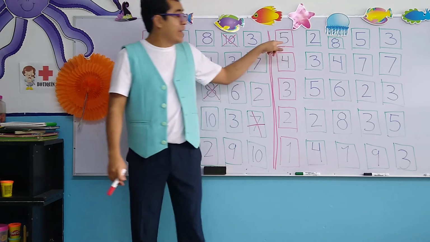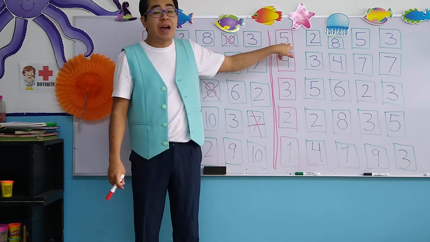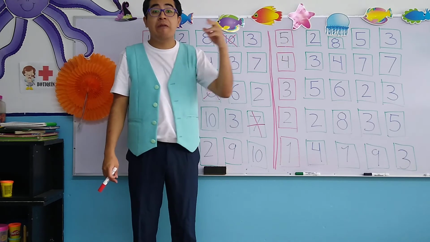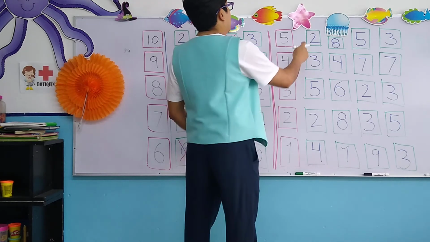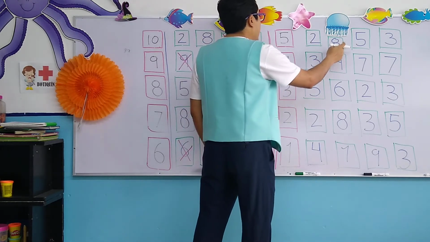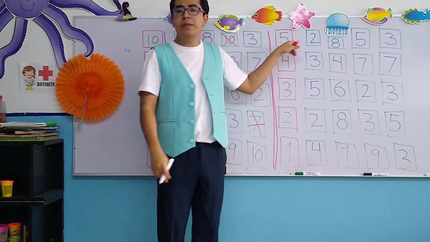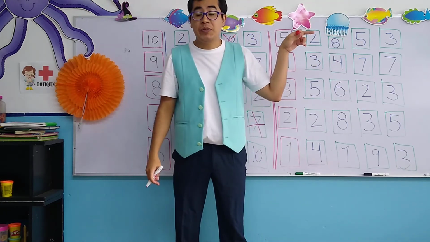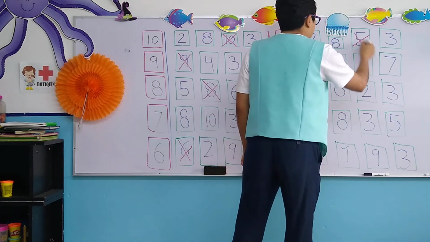Now, once again, inside the square color red, we have number 5. Now, let's find the pair of the number 5. We have a 2, an 8. Here we have another 5. Is it the same number? Yes, it is. So, let's mark it with an X.